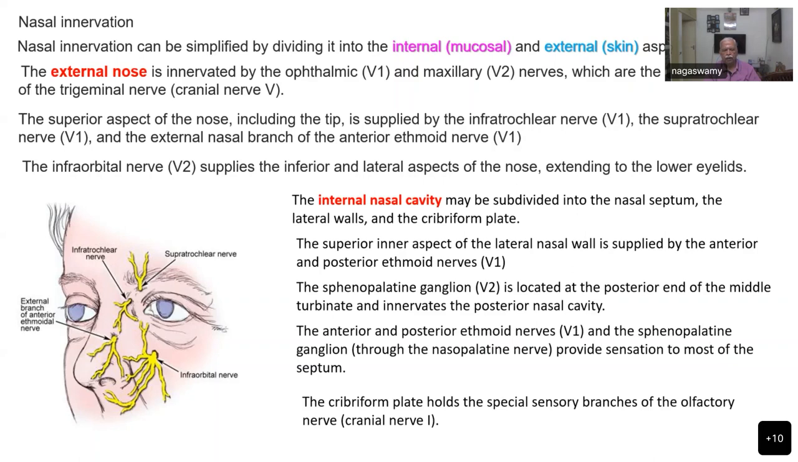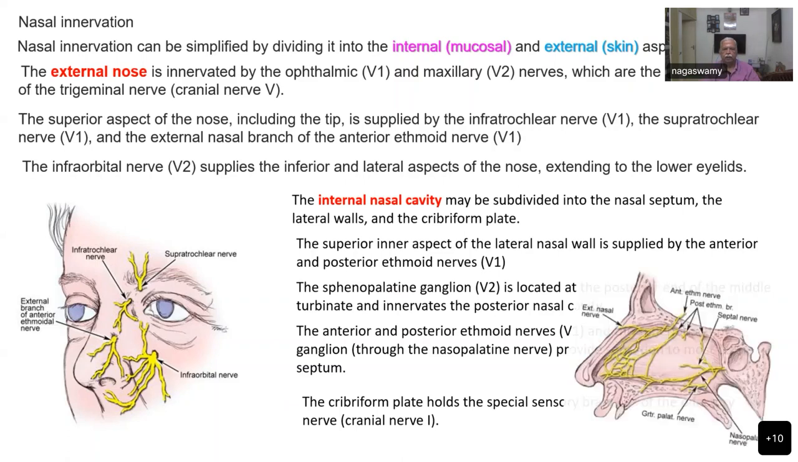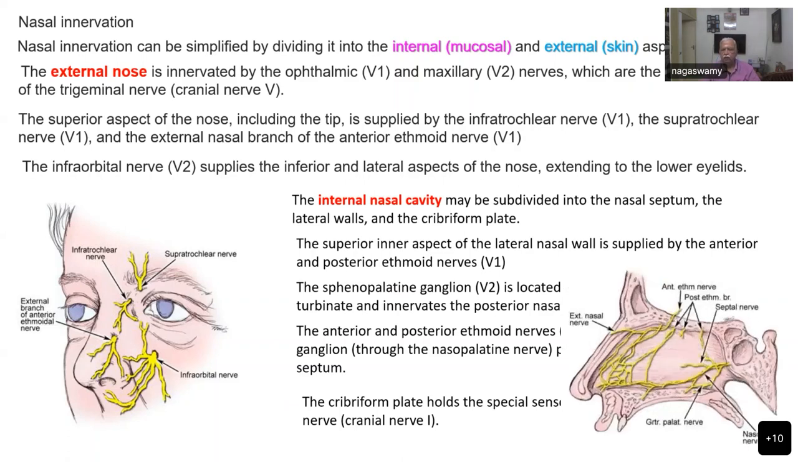So any damage to the root of the nose inside, this area, if it is damaged, the olfactory function will be affected. So whenever you want to do a nasal intubation with your fiber optic or an ET tube, you should never aim it towards the root of the nose. It should be aimed towards the floor, towards the floor of the table. And then you will be safe. So this is how these nerves are there.